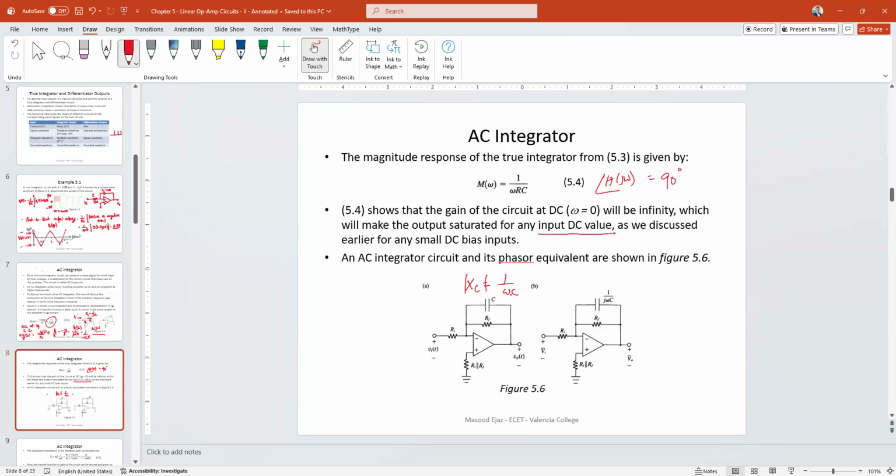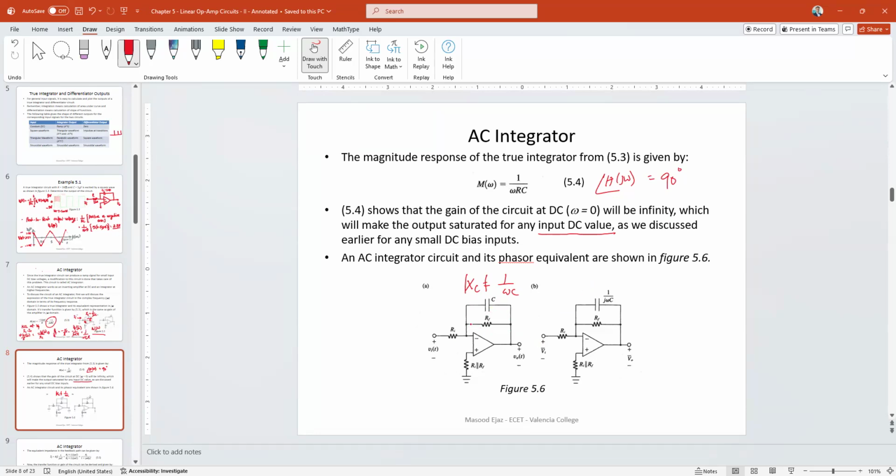When the frequency keeps on increasing, the reactance of the capacitor will keep on decreasing. And at one time, of course, the reactance of the capacitor is going to become quite small, such that most of the current is going to flow through the capacitor, and very small current is going to flow through the feedback resistor. So at those frequencies, the circuit will start working as a true integrator because the RF effect is going to be nullified by the reactance of the capacitor. And we're going to discuss what frequencies those are going to be.